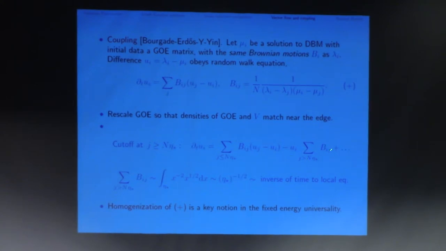You compute this object Bij, and you plug in the typical value of these eigenvalues. You plug in this typical value, and you use that the eigenvalue distribution is square root of x. Then what comes out is eta star to the minus 1/2. And this eta star to the minus 1/2 is actually the inverse of the time to local equilibrium. So this is the idea of how you decide the speed at the edge.